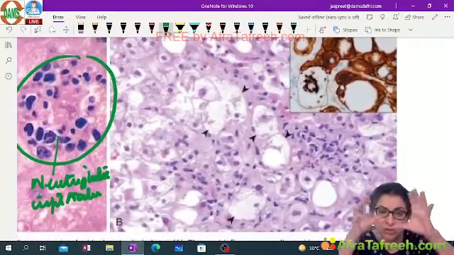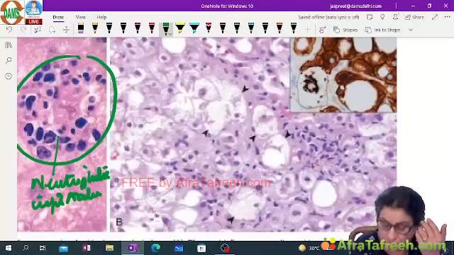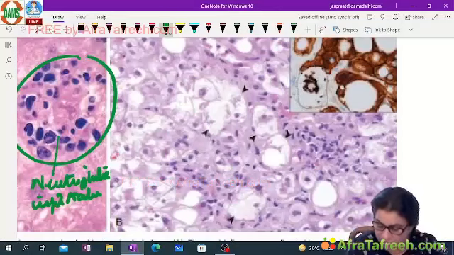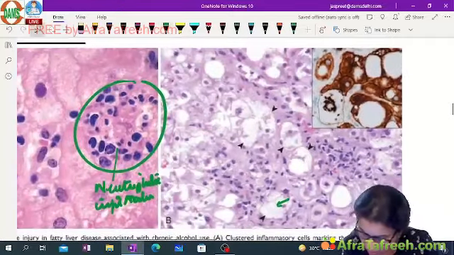All look at the hepatocytes. They are all swollen. So what do you see? This is all hydropic change or ballooning degeneration. So all these are swelling of the hepatocytes. They have this clear cytoplasm.